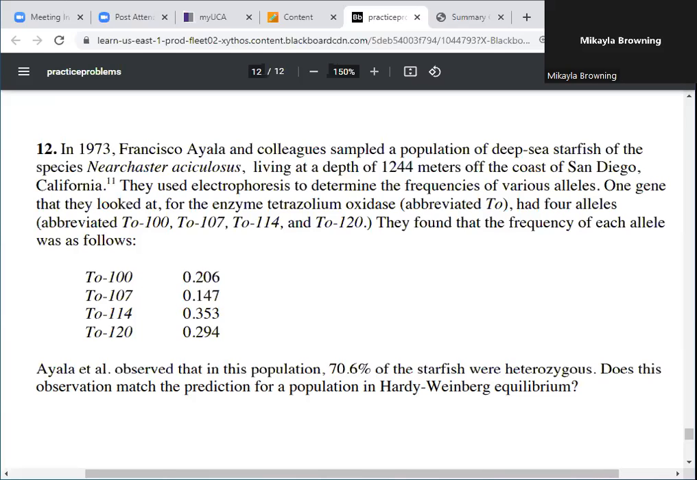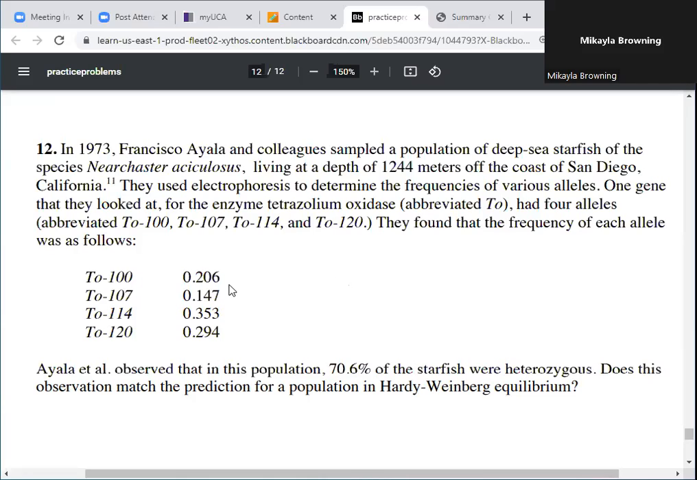Okay, well, they did this with tissue fluid from these starfish, and they looked for one gene in particular, an enzyme, it doesn't matter what it is, it's called tetrazolium oxidase. And it turns out that that one gene has 4 alleles, which you can abbreviate TO 100, 107, 114, and 120. Those numbers, I think, just refer to how far the protein moves in the electrophoresis chamber.